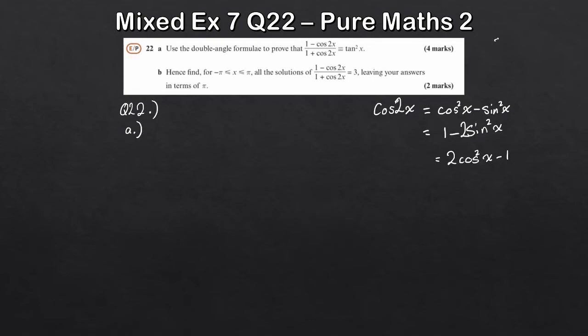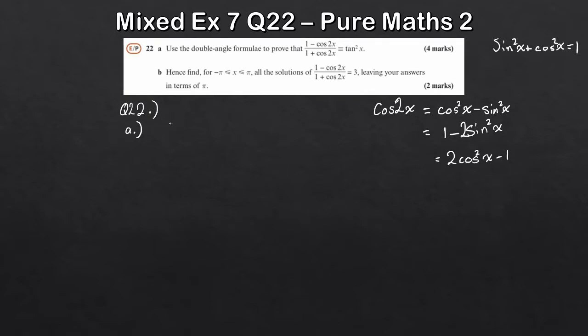Okay, so using sine squared x plus cos squared x, that's equal to 1. So you can just rearrange this to be cos squared x is 1 minus sine squared x, and then just substitute it in, for example. And again, you could rearrange it to be cos squared or sine squared and just substitute it in. So we're going to make use of these to actually prove this result.